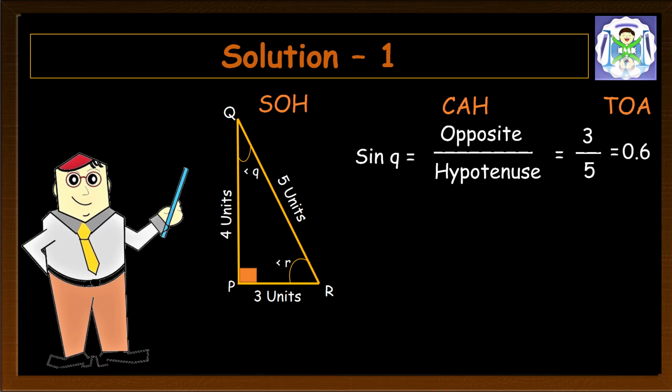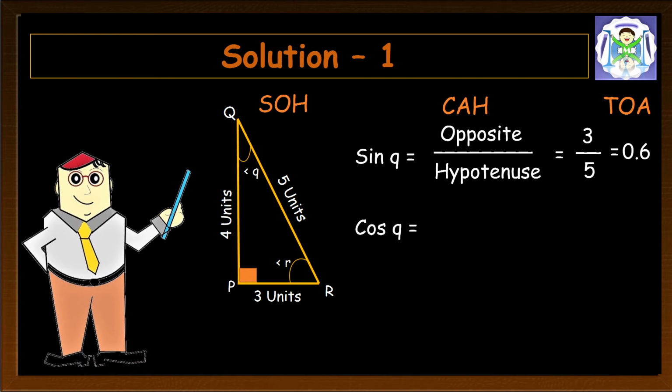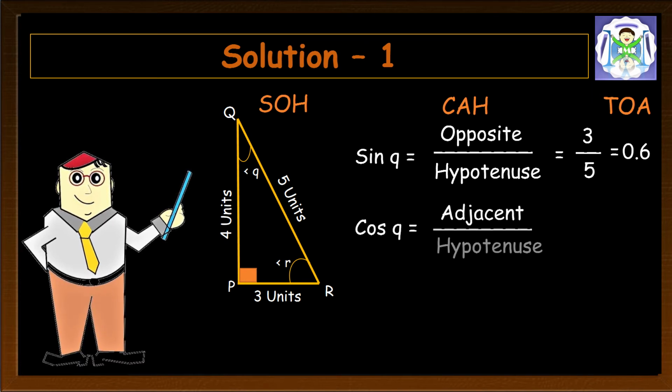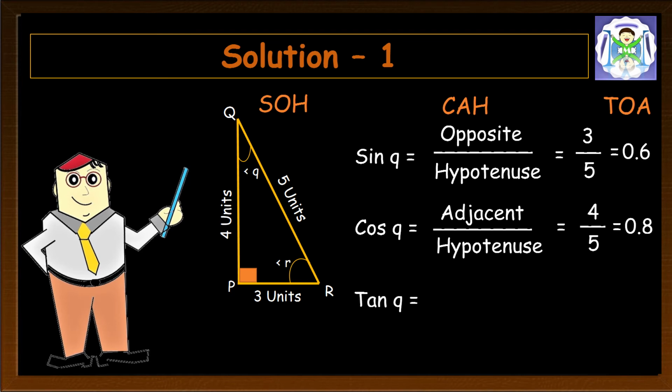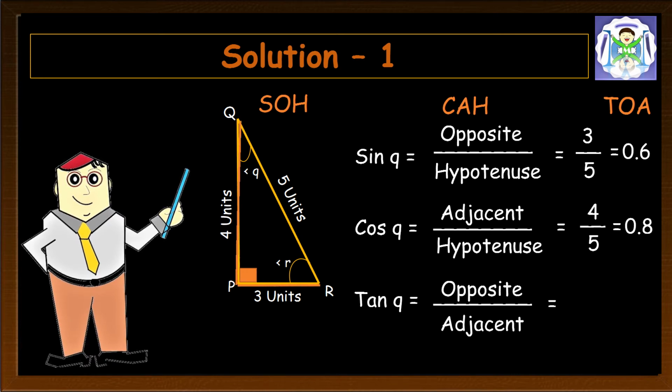In the same way we will find cos Q. Cos Q is equal to adjacent over hypotenuse. Remember that SOH-CAH-TOA trick. You can write it down and you can understand what I'm saying. Adjacent over hypotenuse is equal to 4 over 5, which is 0.8. Now the last one, tan Q is equal to opposite over adjacent. Opposite is 3 over adjacent, which is 4, so it's equal to 0.75.